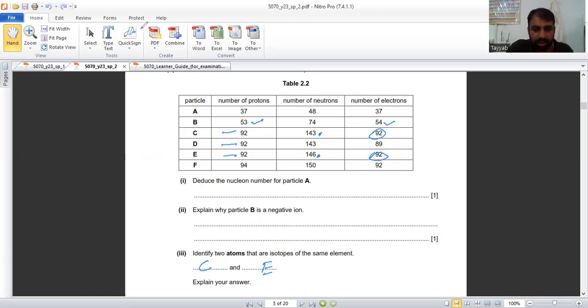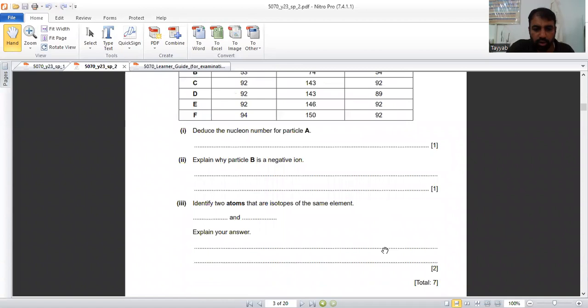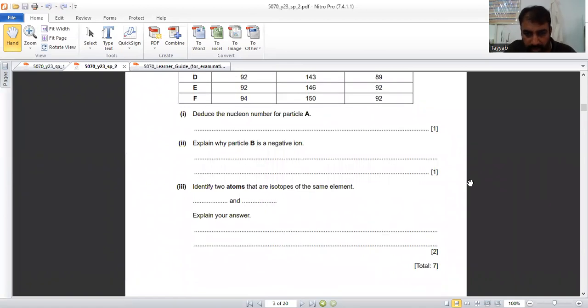Explain your answer. Here it is asking for the explanation of your answer. So what will be the explanation? I'm giving a pause here. Revise the explanation in your mind. So the explanation is that they have the same proton number, but different neutron number. They have the same proton number, but different neutron number.